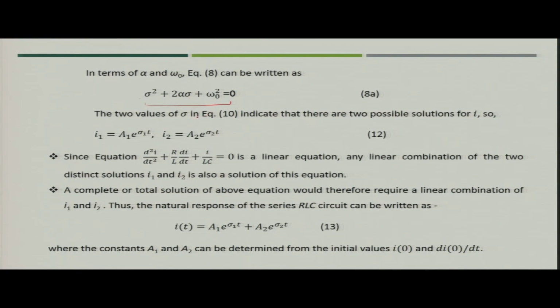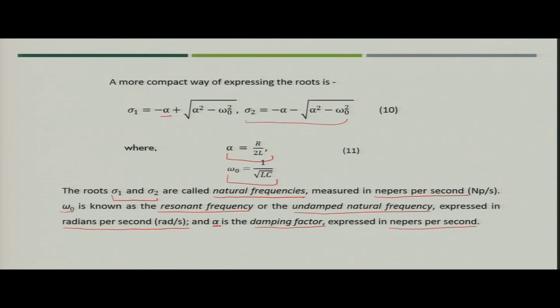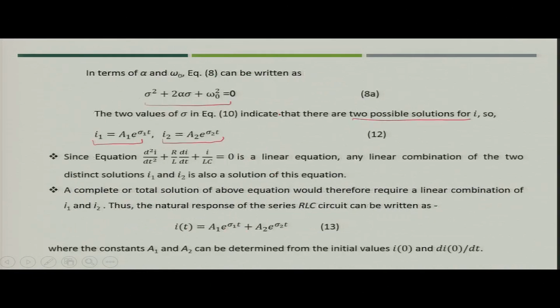Now, this indicates that there are two possible solutions. There would be two solutions like I1 is equal to A1 e to the power sigma 1 t, I2 is equal to A2 e to the power sigma 2 t, because we have two roots sigma 1 and sigma 2. So, we will have two solutions for the current, I1 and I2. Now this equation, our original equation d²I by dt² plus R by L dI by dt plus I upon LC equal to 0, is a linear equation.